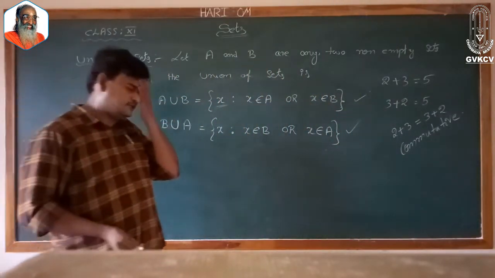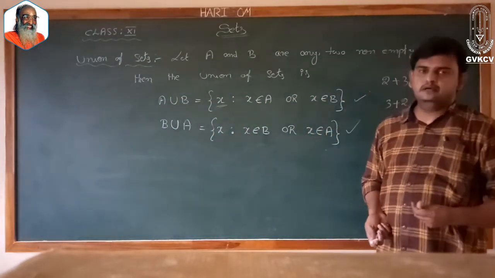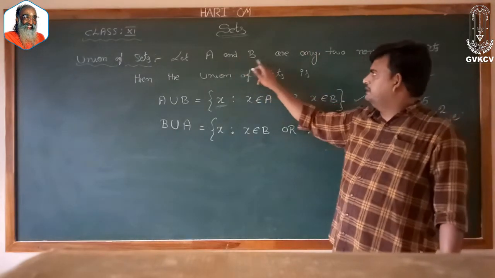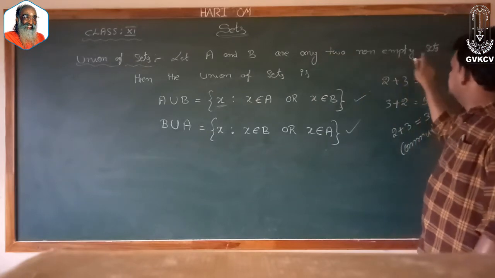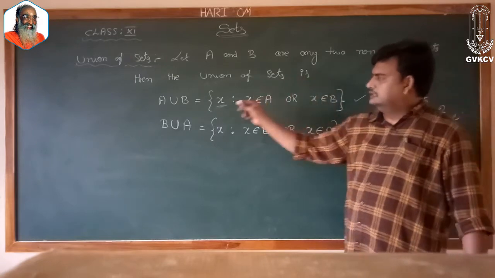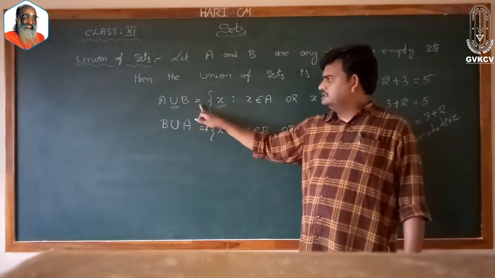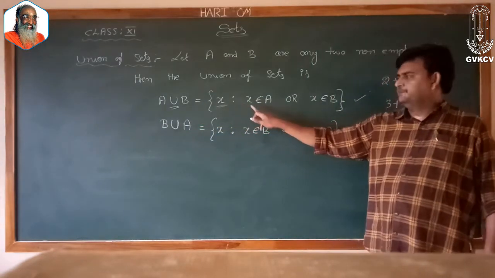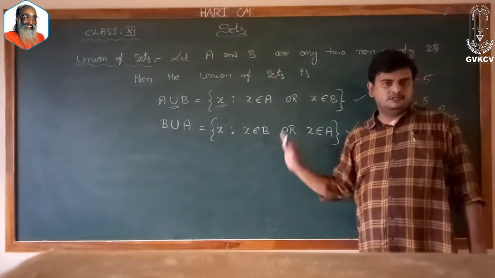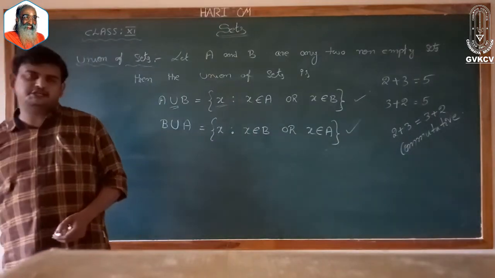We have plenty of properties based on union of sets and intersection of sets that we will discuss later. First, let us know the definition of union of sets. Let A and B be any two non-empty sets, then the union of sets is, this is the symbol for union as we know, A union B is equal to X such that X belongs to A or X belongs to B. This is about union.